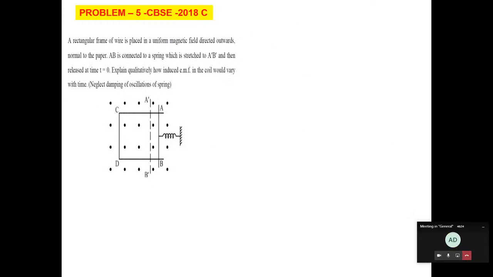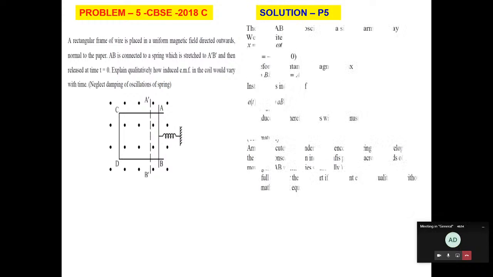Now another question. A rectangular frame of wire is placed in a uniform magnetic field directed outward. AB is connected to a spring. How would the induced EMF in the coil vary? Okay, so how can we solve this? Let's see.